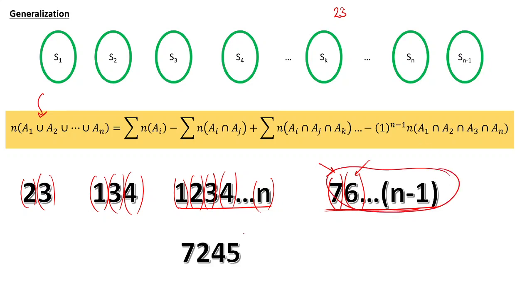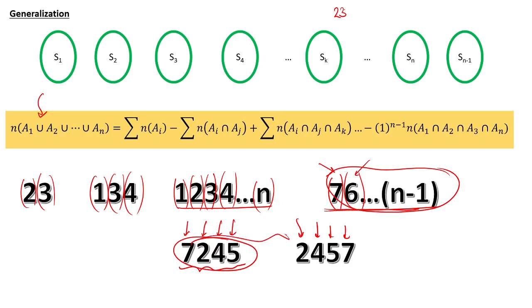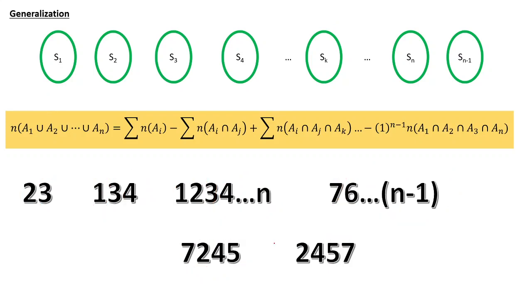What I'm saying is, if you have an area which is in the 7th, 2nd, 4th and 5th set only, then you can write it better as the area number 2 4 5 7, rather than 7 2 4 5. Arrange the digits in increasing order and put a bracket, because somebody could have thought that this is 24 57, but it's not like that.